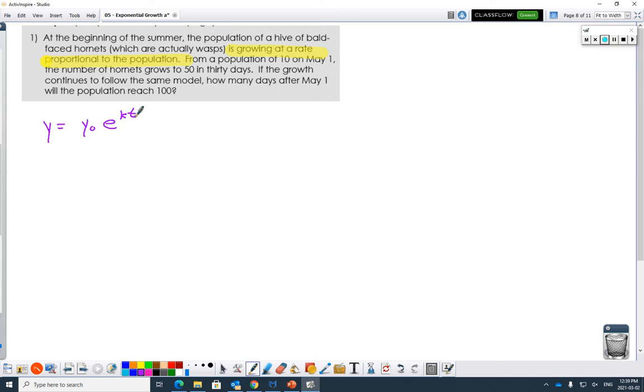From a population of 10 on May 1st, the number of hornets grows to 50 in 30 days. So we set y naught as 10. And I made May 1st t equals 0. We're going to measure this whole thing from t equals 0, and I'm going to call t equals 0 May the 1st. So what I get is y equals 10 e to the kt.